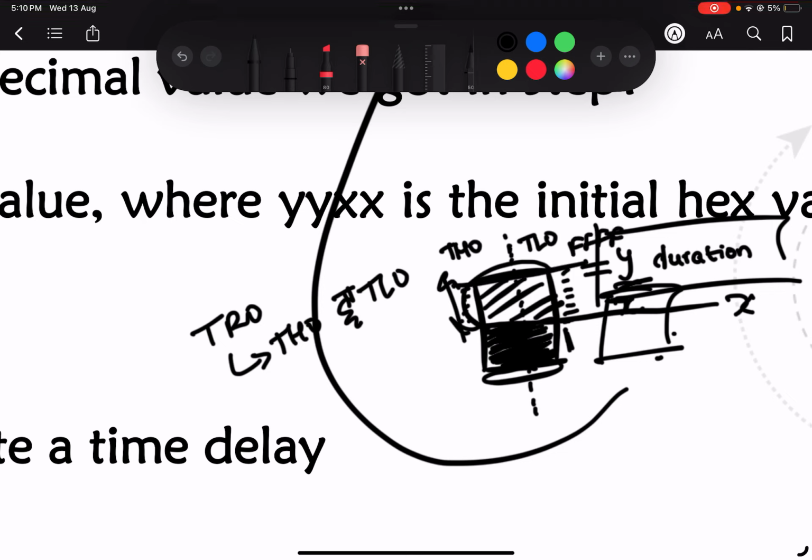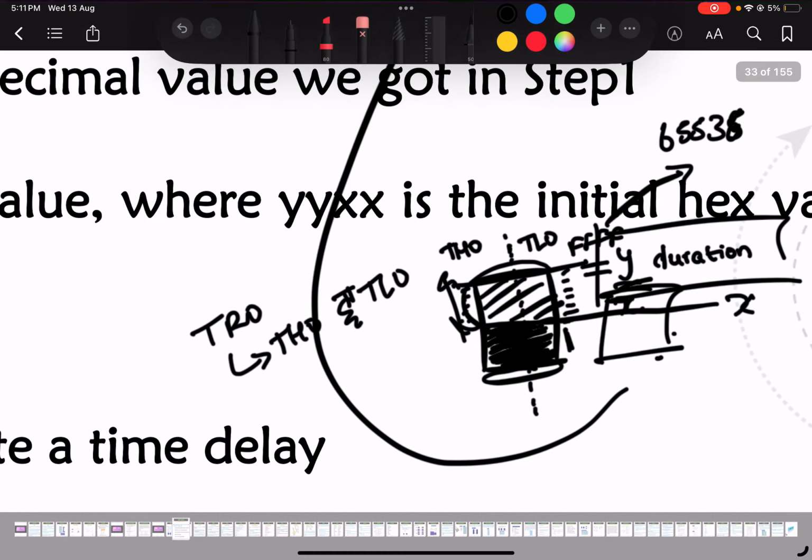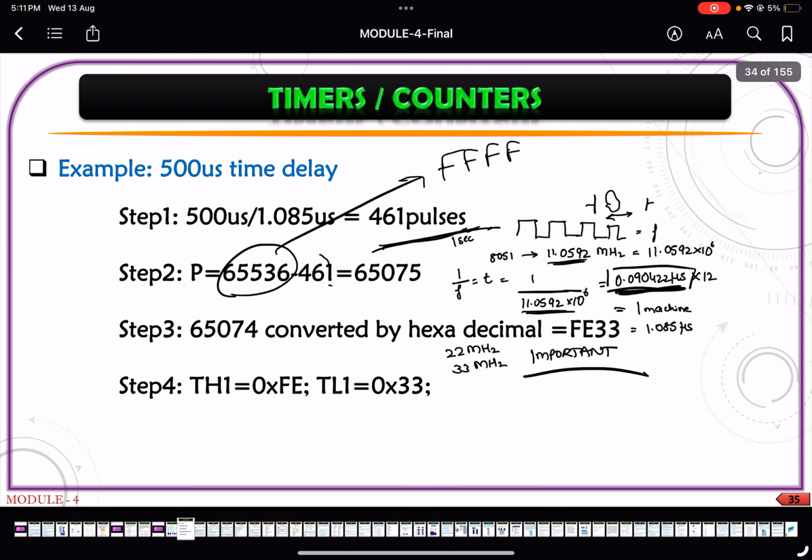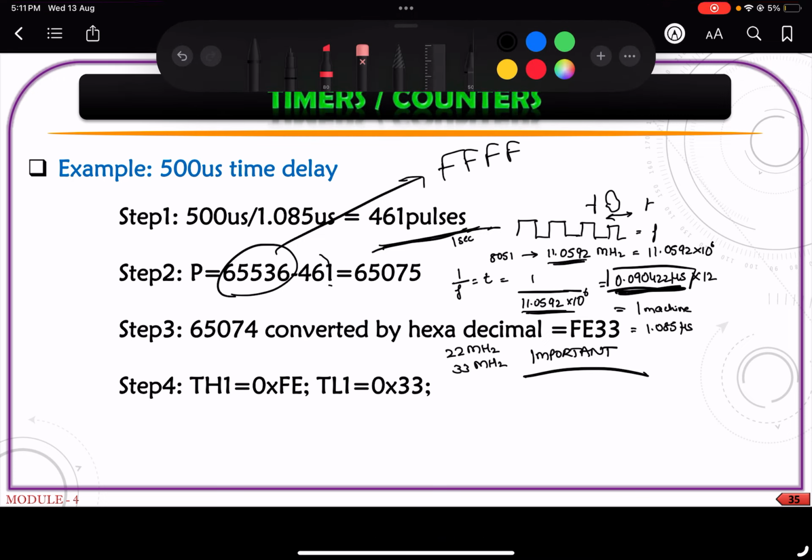That means it is going to start climbing up one by one all the way until it reaches FFFF, which is 65536. Well, it's 65535, but if you include 0, since you're counting the number of states, it'll be 65536. That is why you use 65536. So you subtract 461 from 65536 to get this. When you convert it to hexadecimal, you get FE33.